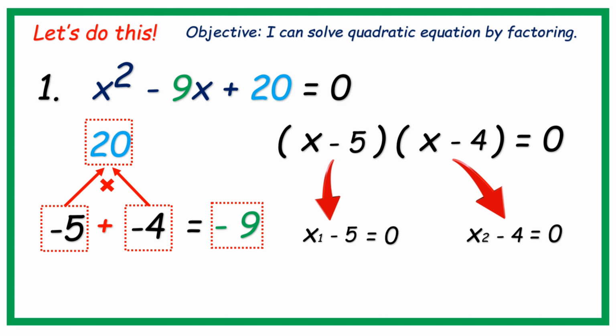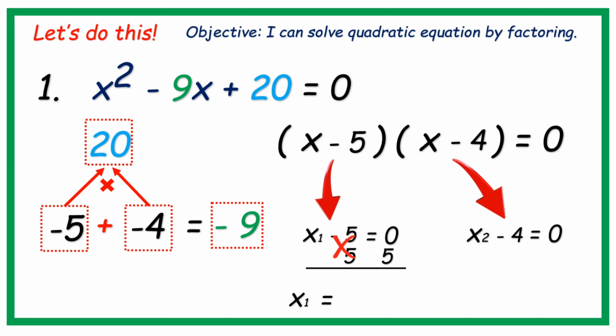And when we say isolate, remove any number near the letter or the variable. How are we going to do that? We add 5, or the opposite. The opposite of negative 5 is positive 5. So we add 5. When you add 5 on the left side of the equation, you also add 5 on the right side of the equation. That will cancel negative 5, making our variable isolated.